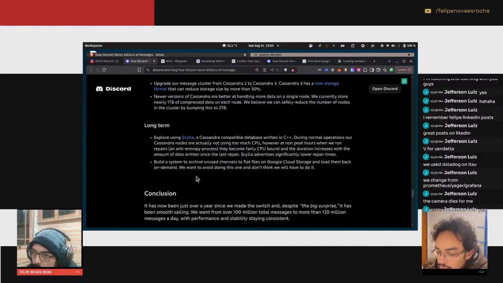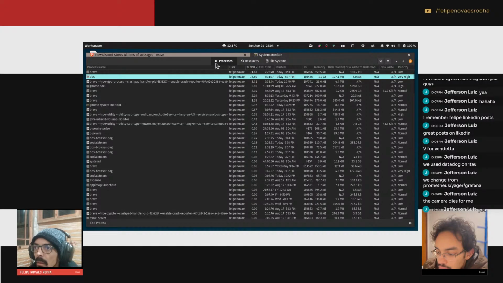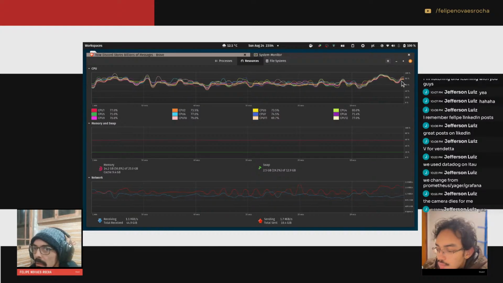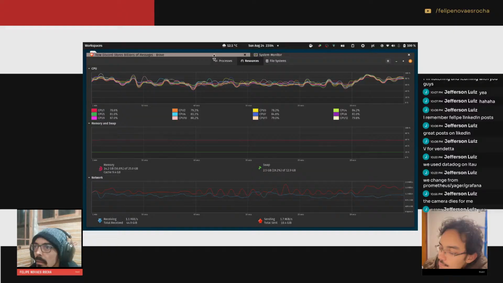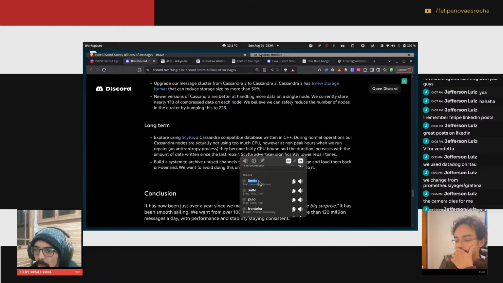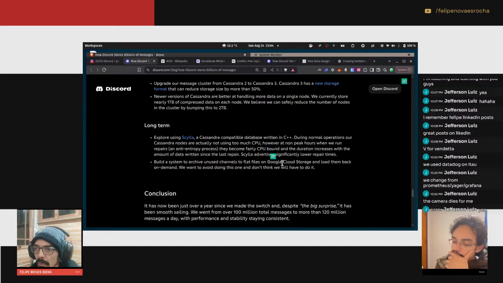What does CPU bound mean? And the duration increases with the amount of data written since the last repair. Bound is like a border, a limit. So you saw my CPU bound at 100%, almost at the limits. We can also use bounce if it goes up and then goes down.